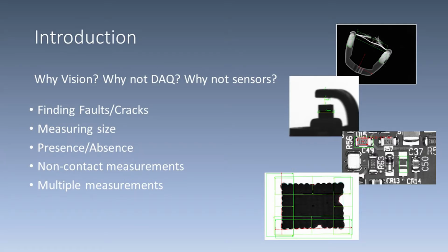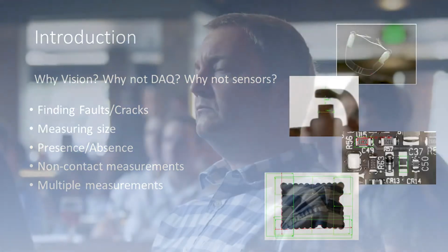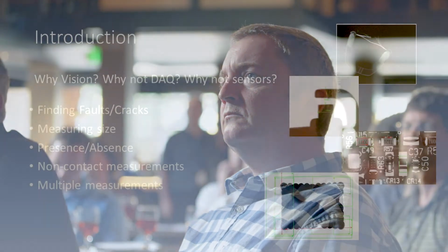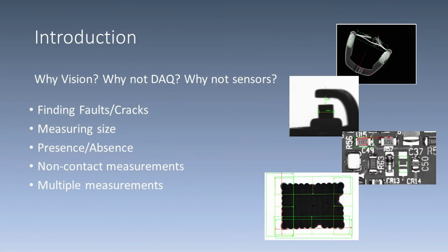So the first thing you need to ask yourself is, what is a good fit for vision or image processing? What are good applications for this? There are lots of good applications. You can find faults in things and cracks. You can measure the size of objects, look for presence and absence of objects. It's a way to do non-contact measurements and also take measurements of something where you can't physically get a piece of equipment in, and then also be able to make multiple measurements on an object with one single image.